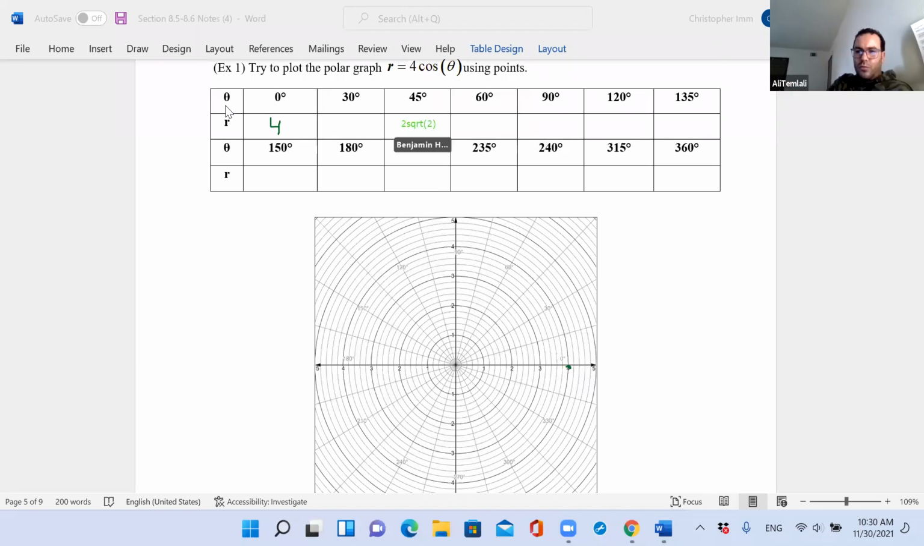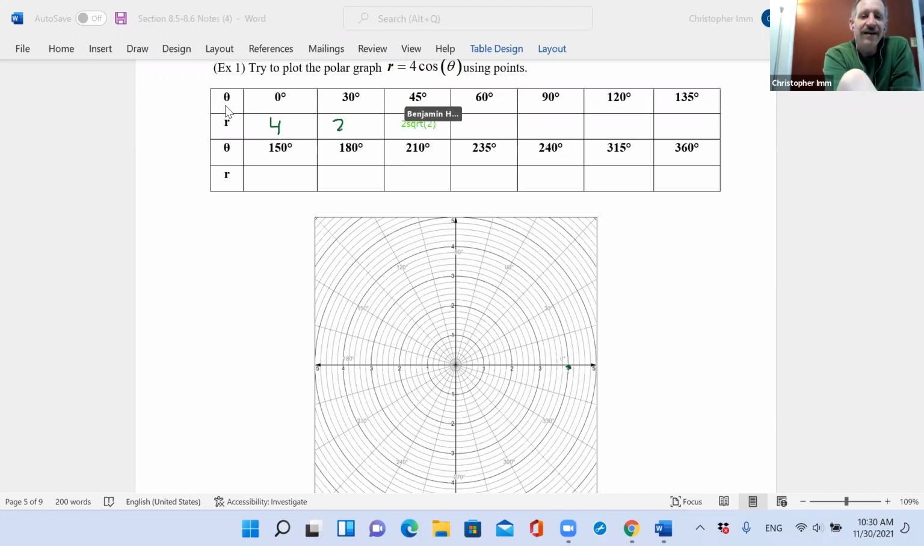All right. So when you plugged in 30 degrees for that graph, what did you get? 2 square root of 3. Excellent. Yep. So cosine of 30 degrees is root 3 over 2, and 4 times root 3 over 2 is 2 root 3. Benjamin said that when you plug in 45 degrees, you get square root of 2 over 2. So that's 2 square root of 2. Excellent.